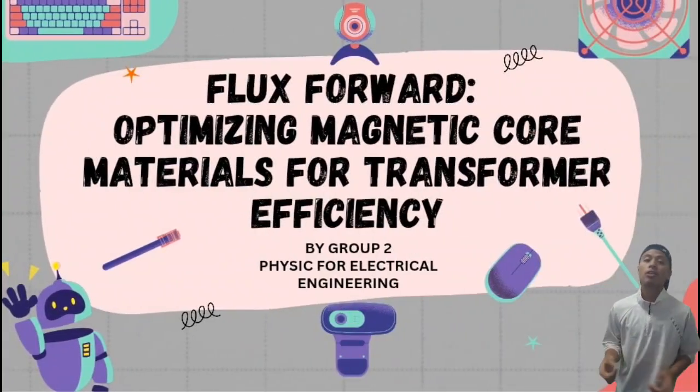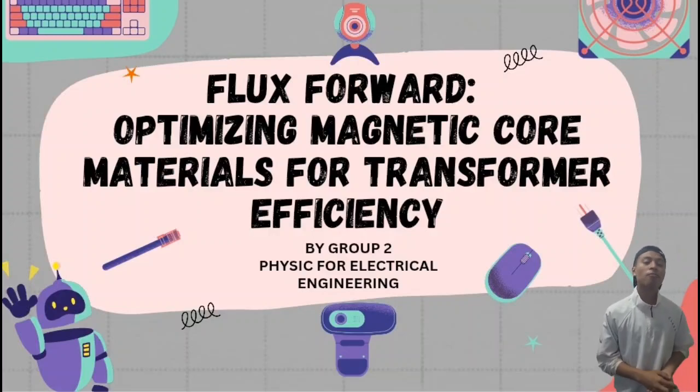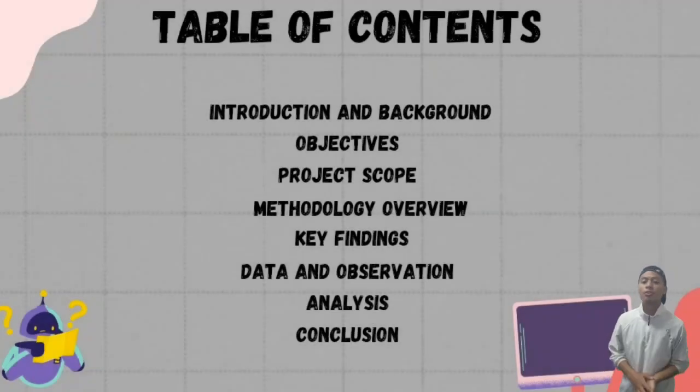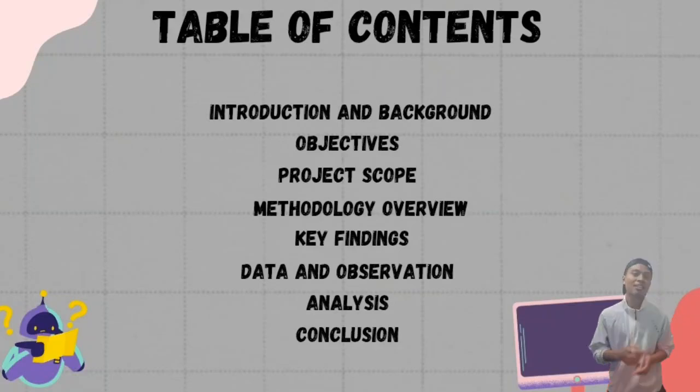So this is our project, called Flex Forward: Optimizing Magnetic Core Material for Transformer Efficiency. In the table of contents, we have introduction and background, objective, project scope, methodology overview, key findings, data and observation, analysis, and the last one is conclusion.